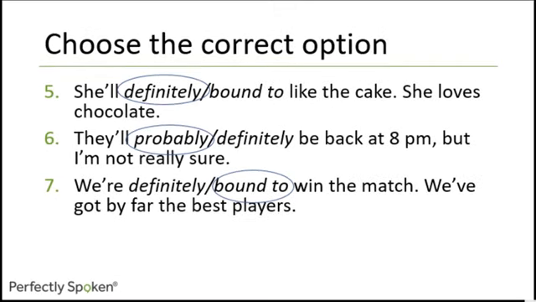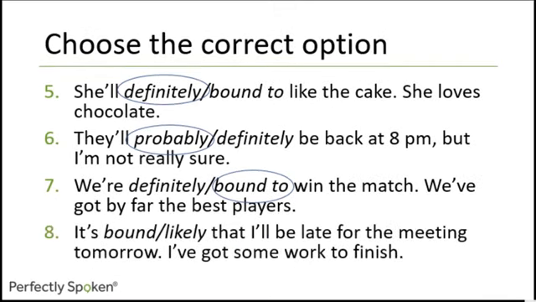Okay, I'm going to disappear again here. And it's bound or likely that I'll be late for the meeting tomorrow. I've got some work to finish. Well, it's bound. Bound is followed by to plus the infinitive. So here we've got that. So it has to be, it's likely that I'll be late for the meeting tomorrow. I've got some work to finish.